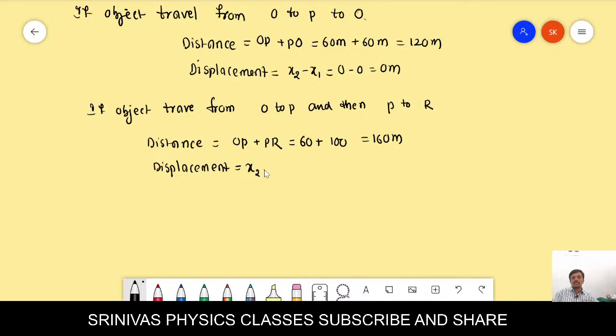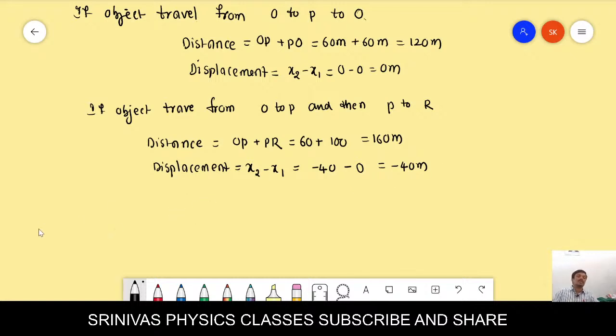Final position minus initial position. What is the final position? R. R is the final. O to P, P to R. O is the initial, R is the final. R position value how much? R value is minus 40. X2 value is minus 40. X1 is what? Initial position, it started at O, then its value is 0. Then minus 40 meters. That means displacement is to the left side, right?